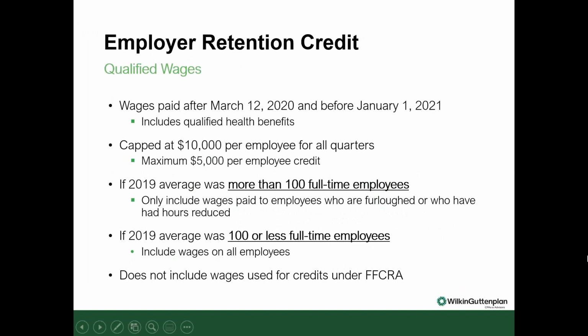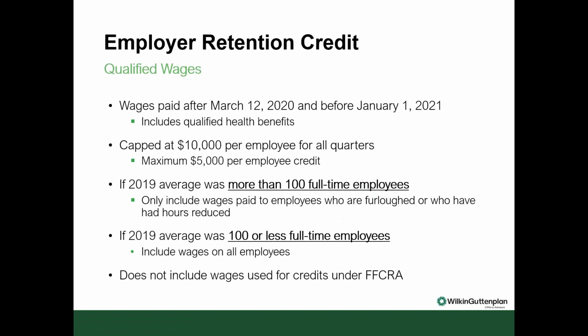So what wages qualify for this credit? For purposes of this credit, you're looking at wages that were paid after March 12th and before January 21st. Also includes health insurance premiums and health benefits. It's capped at $10,000 per employee for all quarters. So there's a maximum of $5,000 per employee credit.